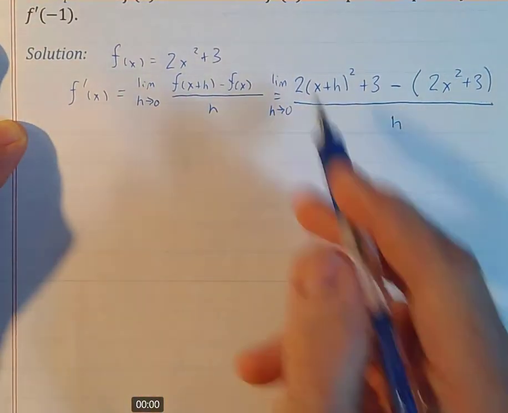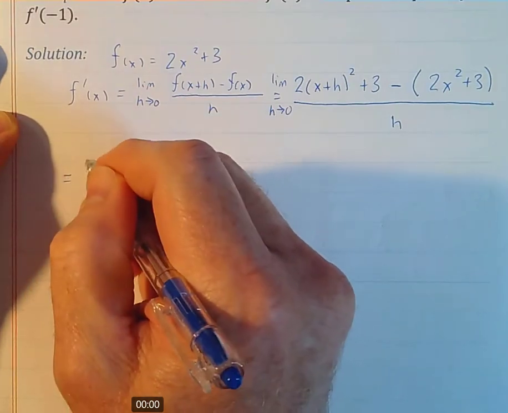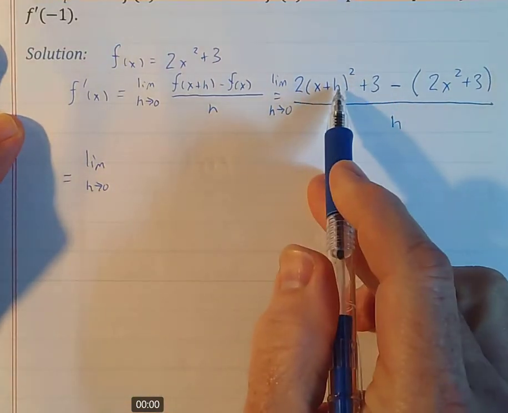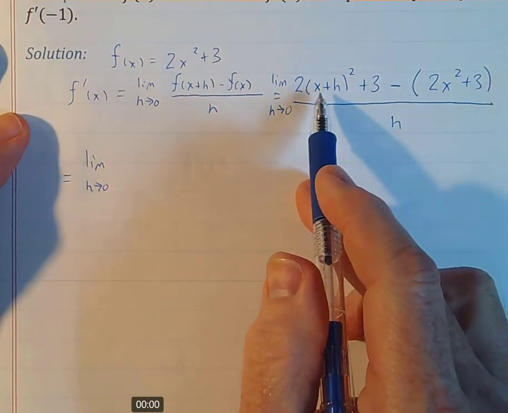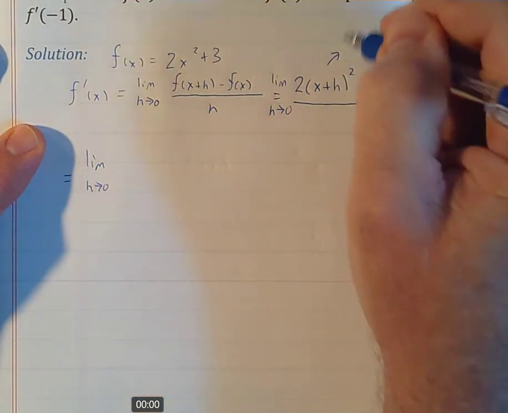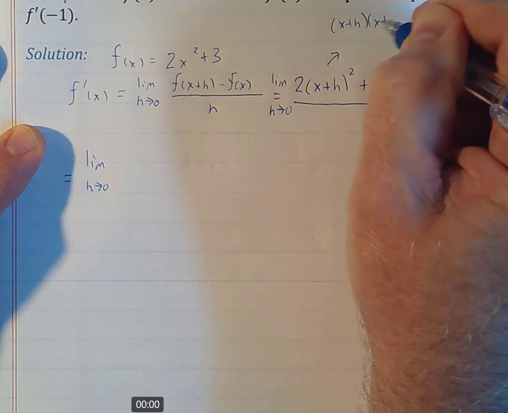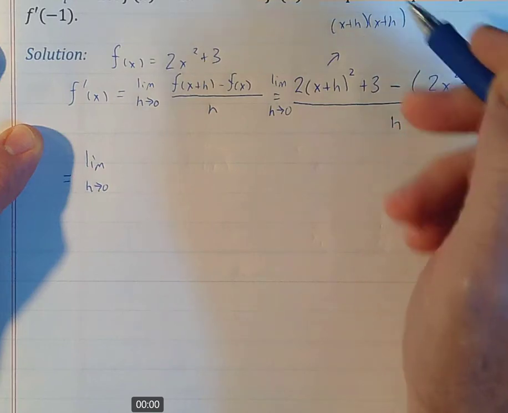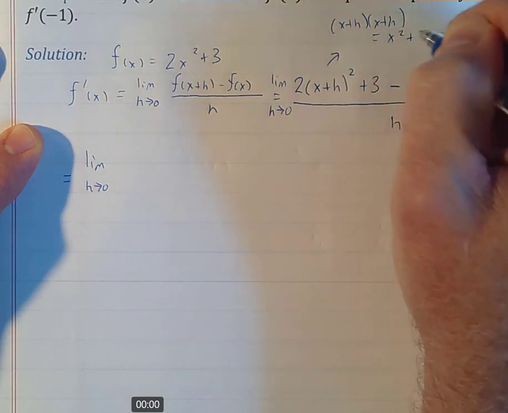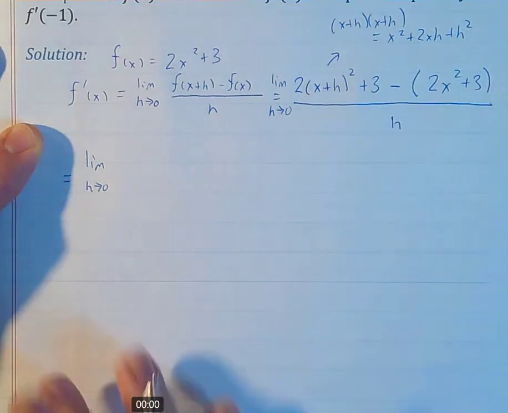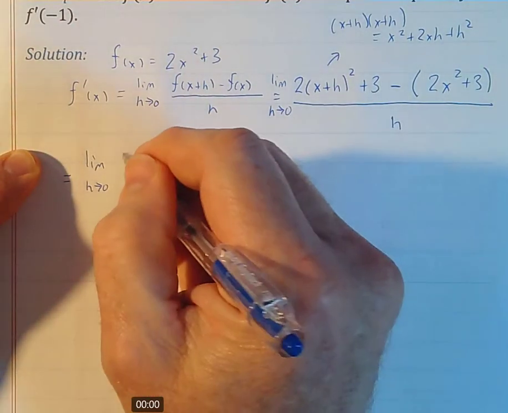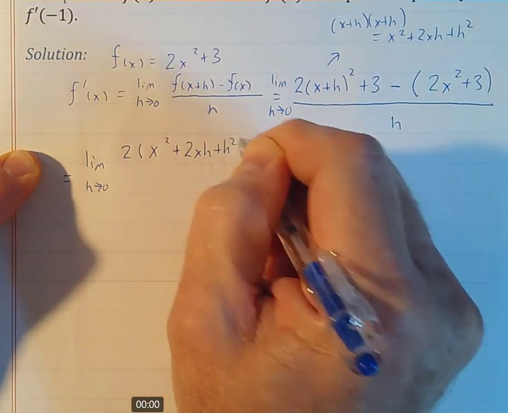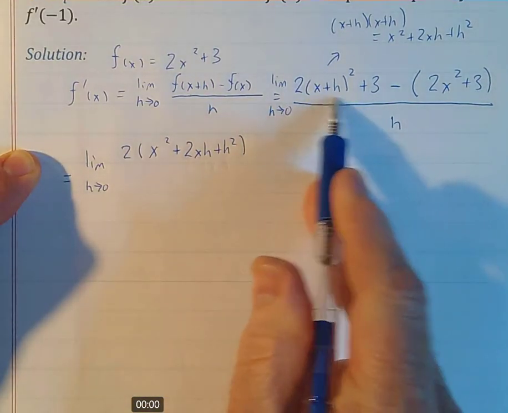Okay, let's see. Well, now let's go ahead here and do some algebra. This is the same as the limit as h approaches 0. I'm going to multiply all this stuff out. Now, this is x plus h right here. And remember, x plus h squared, that's just x plus h times x plus h. And we would just multiply this out. First ones, outer ones, inner ones, last ones. What that's going to end up giving me is x squared plus 2xh plus h squared. Okay, so I've got 2 times x squared plus 2xh plus h squared. All right, that's just multiplying this out right here.